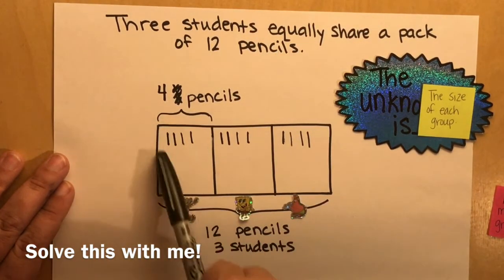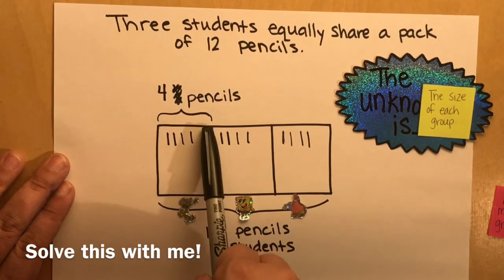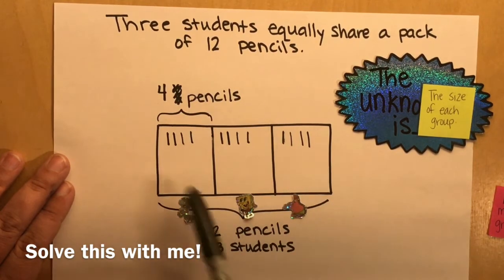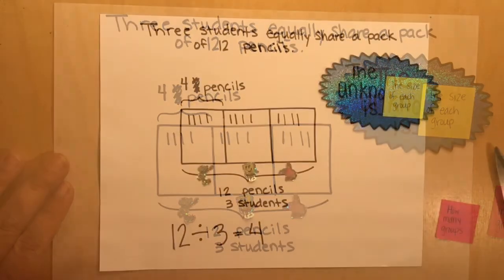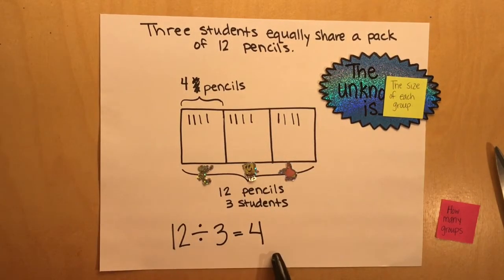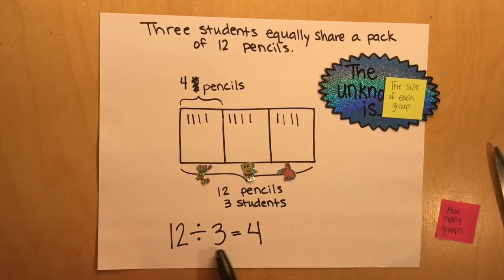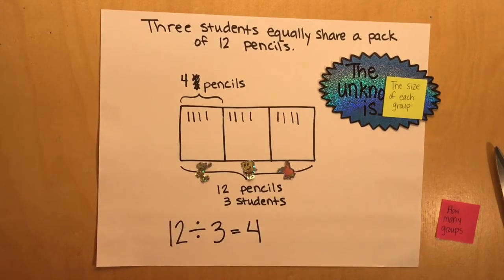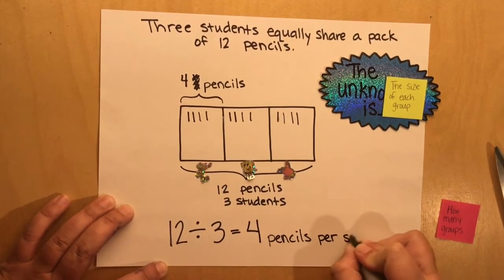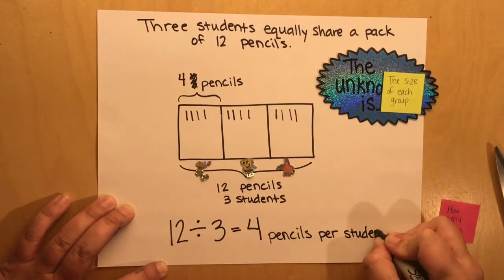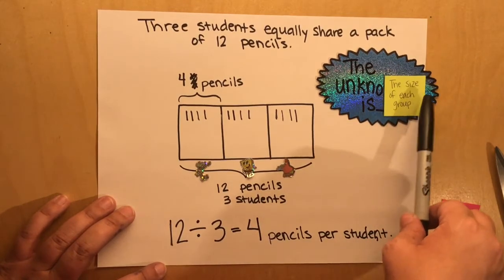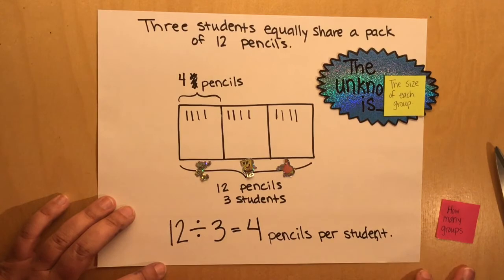This part of the tape diagram shows how many pencils each student got. This part of the tape diagram shows me how much I have all together and how many students I have all together. My division problem for this word problem is 12 divided by 3 equals 4. 12 pencils divided by 3 students is 4 pencils for each student. This was an example of finding the unknown when we're trying to find the size of each group.